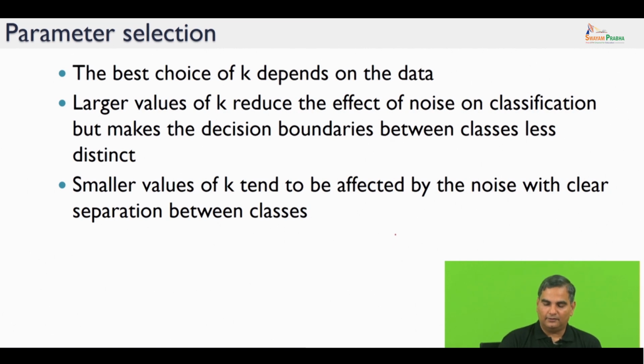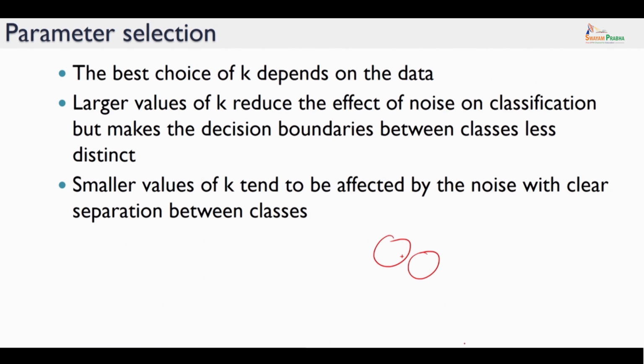Because if, let us say, there are two classes like this, then for this data point, if you take a large number of neighbors, you might pick many neighbors from the other class also. That can make the boundaries less crisp and more diffuse. On the flip side, if you use smaller values of k, then your algorithm is likely to be affected by noise and outliers. However, your decision boundaries, as a rule of thumb, are likely to become crisper.